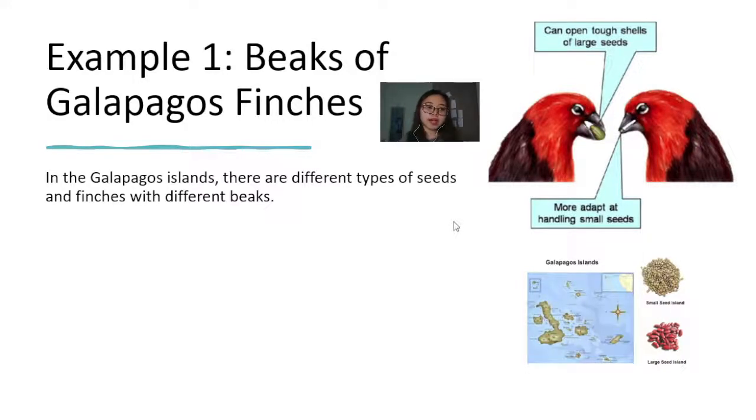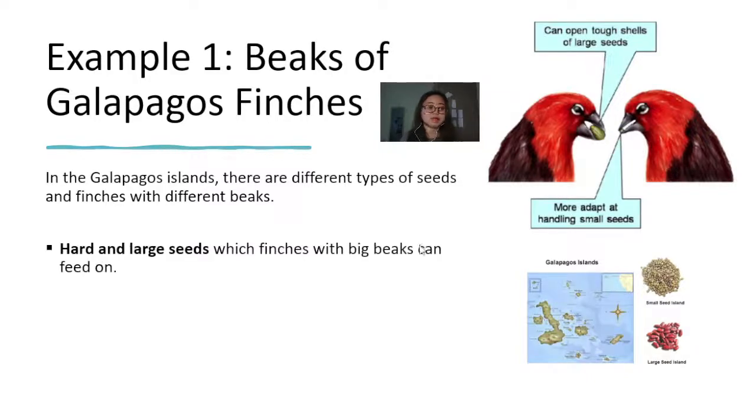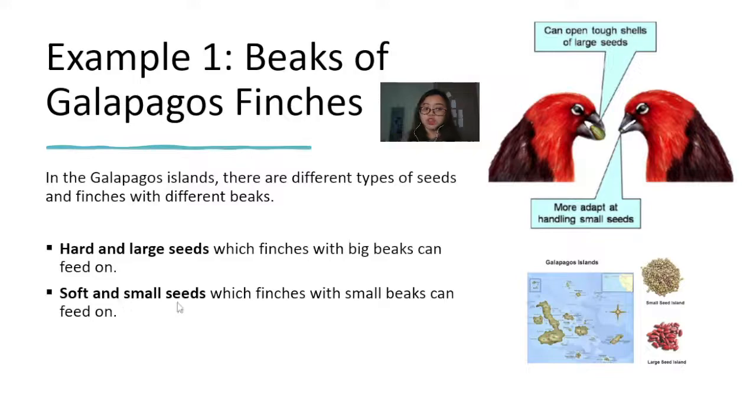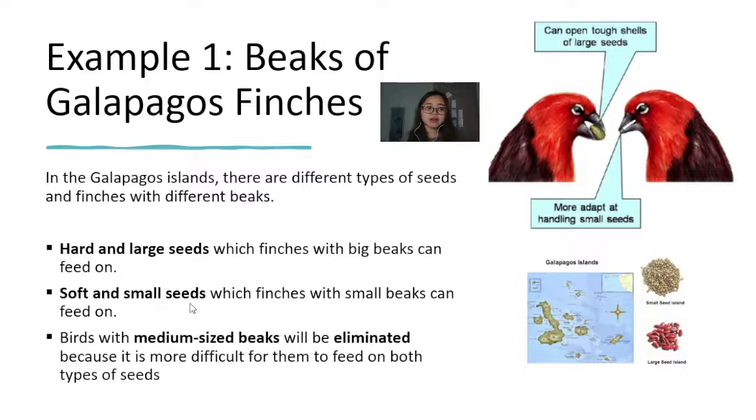In the Galapagos Islands, there are different types of seeds and finches with different beaks. So you can go ahead and Google where the Galapagos Islands are. On those islands, there are many of these finches. On each of those islands, there are different types of seeds, and the finches there will have different beaks. There are hard and large seeds, which the finches with big beaks can feed on. There are soft and small seeds, which finches with small beaks can feed on. And there are also birds with medium-sized beaks, but they will be eliminated because it will be more difficult for them to feed on both types of seeds.